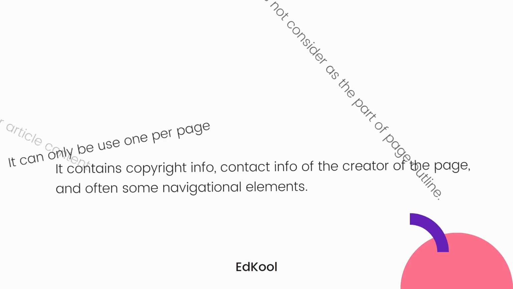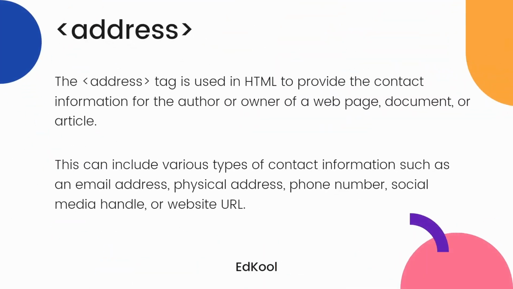Now, let's move to our next tag, which is the address tag. The address tag is used in HTML to provide the contact information for the author or owner of a web page, document, or article. This can include various types of contact information such as an email address, physical address, phone number, social media handle, or website URL.